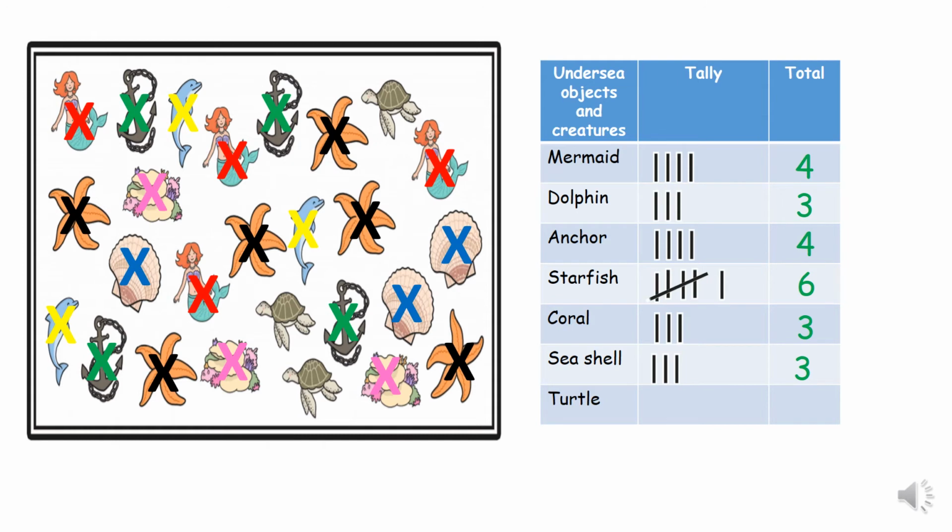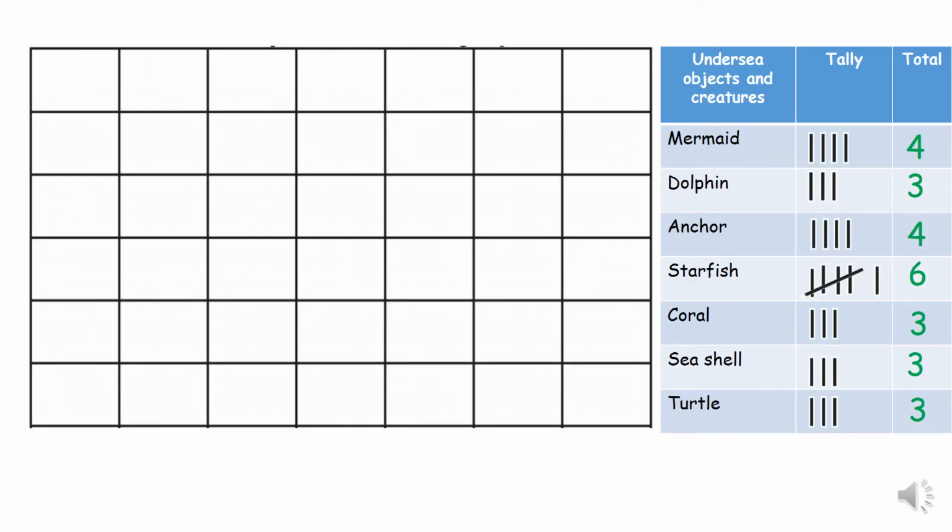The last item is the number of turtles. 1, 2, 3. 3 again. So here is our completed tally chart. And what we're going to do now is use this tally chart information, the data, to represent it using a block diagram. But first, what is missing from my block diagram?